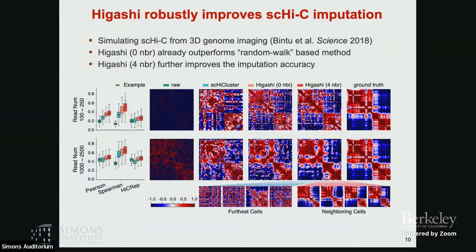I forgot to mention one thing: in Higashi, in the embedding space, we can also borrow information from each other among the cells. If the cells are close to each other in the embedding space, you can try to borrow information between them. So one evaluation here is that if you borrow information from neighboring cells, let's say four neighboring cells, you can achieve even better imputation, as expected. As a confirmation, if you look at the neighboring cells in the embedding space, you see that their patterns are very similar to each other. But if you look at the cells that are very far away from the cell that you're dealing with in the embedding space, their contact patterns are very different.